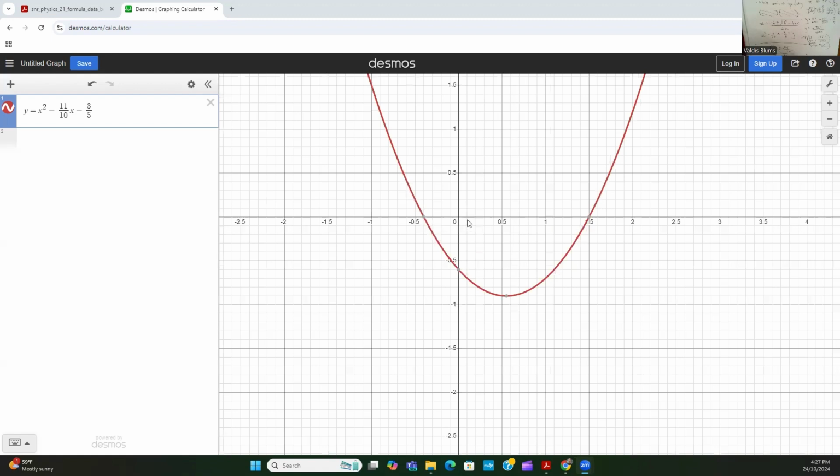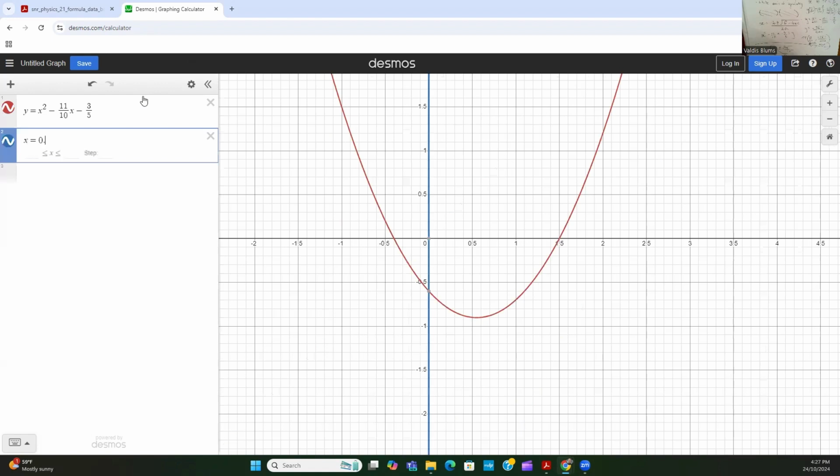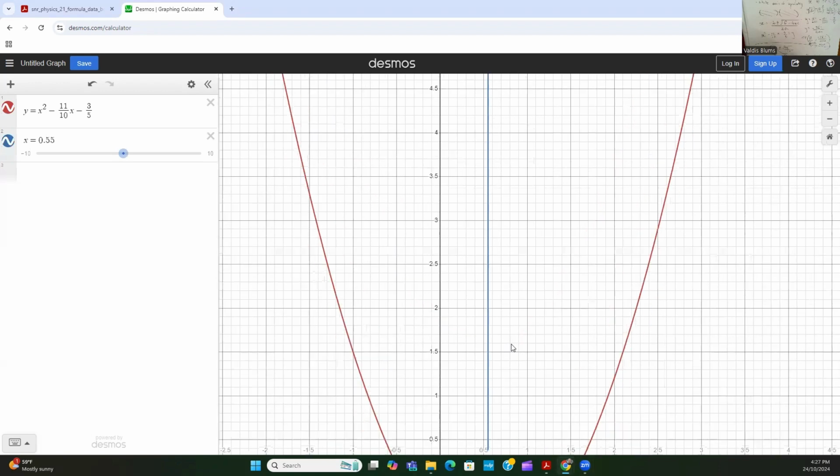Let's find the axis of symmetry and the domain and range. So I've already made the point a few times now that the axis of symmetry is your turning point location for the x. So our axis of symmetry is x is equal to 0.55. That there is our axis of symmetry. Because you can see on either side of that blue line, it is symmetrical.